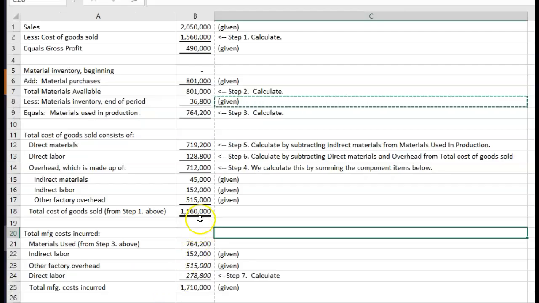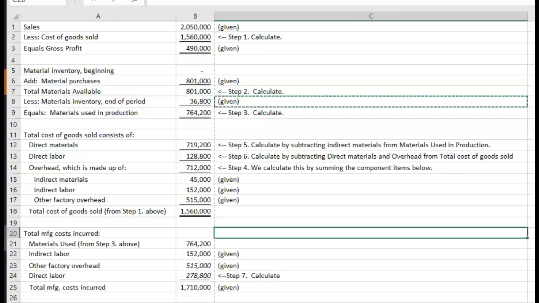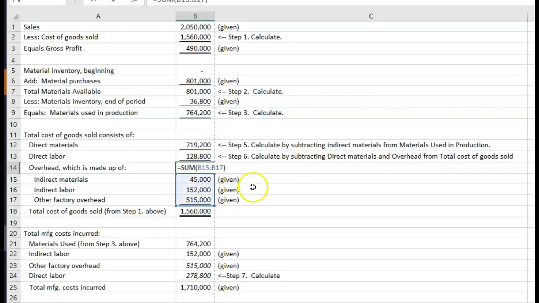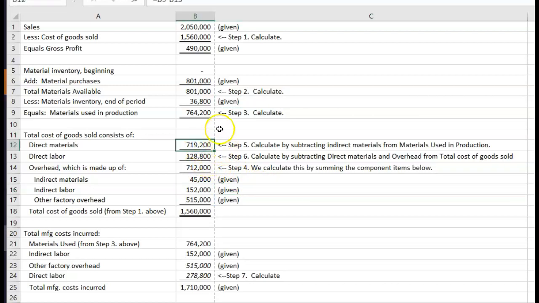45,000. What was the next item? 152 and 515. There's 152 for indirect labor and 515 for other factory overhead. All right, so the total of that is 712,000. We're just summing from below. And then we have to add in the direct materials. We calculated that, or have we? Direct materials 719,200. We calculate this by subtracting indirect materials from materials used in production. So there's our material used in production, and the indirect materials was 152,000.